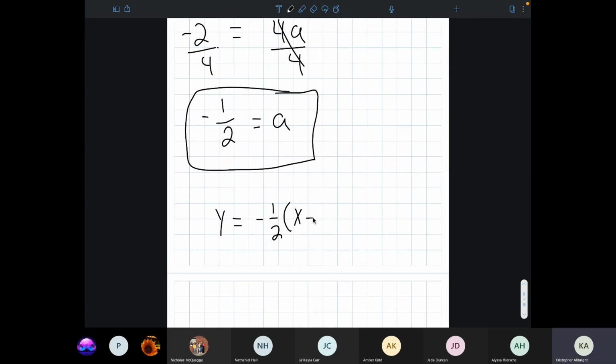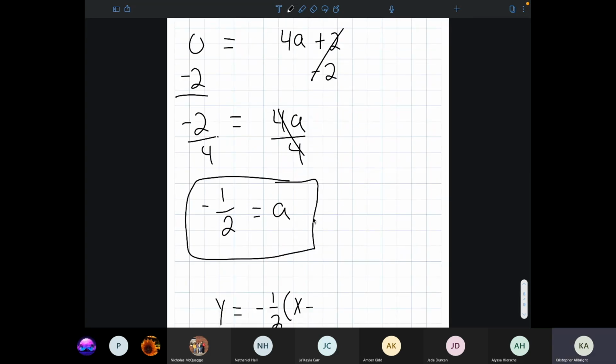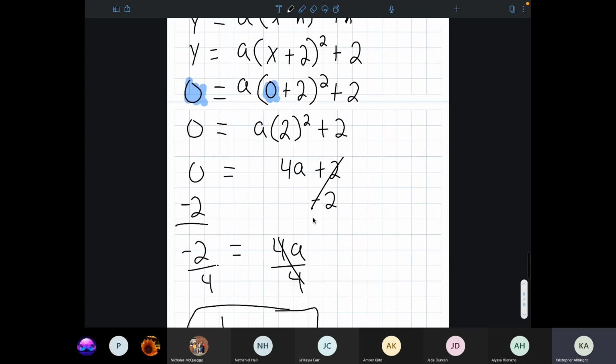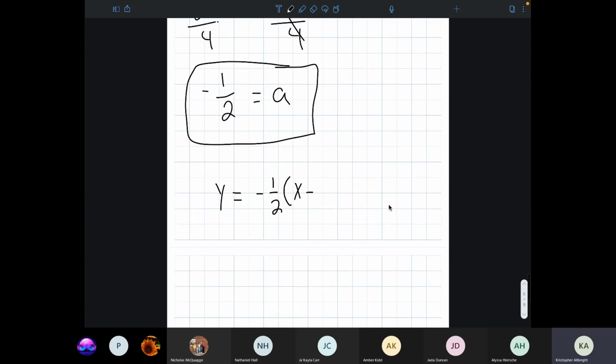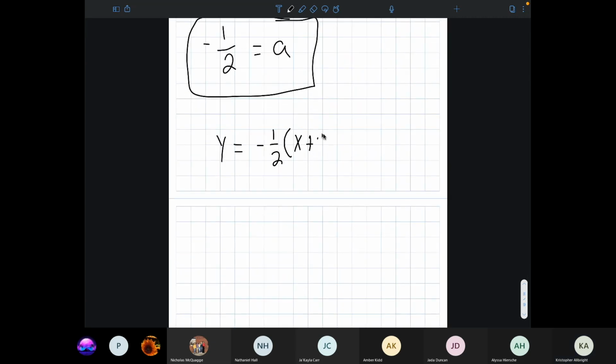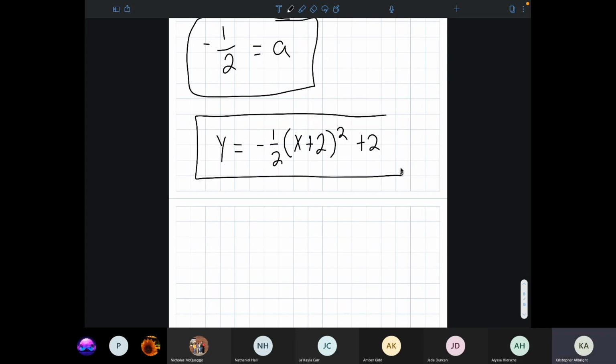Negative 1/2 times x minus h, which if we go up, we already have h. We found our vertex, which I'm scrolling back up to find. We plugged it in here. So pretty much we're going to copy this down, except replace a with what a actually is. Plus 2, and then plus 2. And this is the equation.